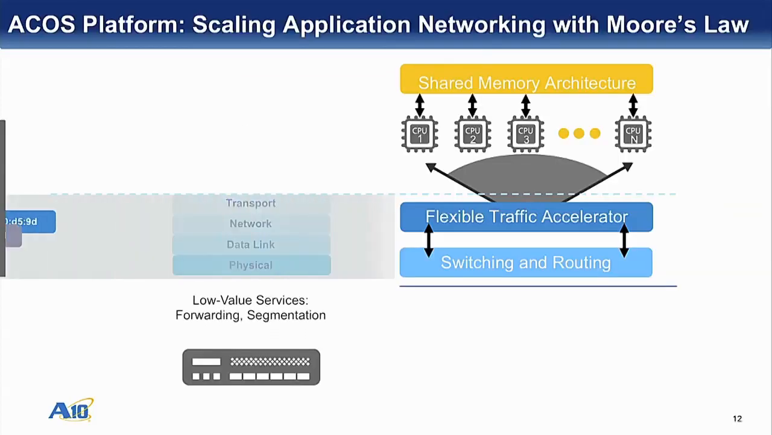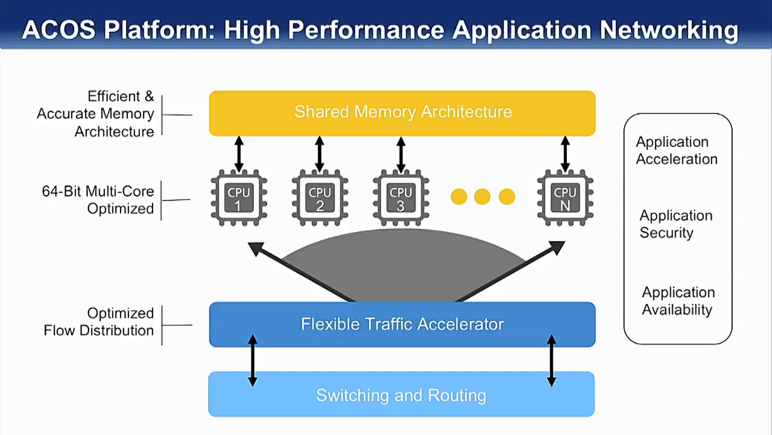So moving forward, one of the key innovations that I described to you was the ACoS platform from A10 Networks. There are really two components over here. One is the flexible traffic accelerator that evenly distributes flows across all the CPUs. As we move to a multi-CPU architecture, it is critically important that we utilize all of the cores, all of the CPUs evenly. And the A10 flexible traffic accelerator is the key component in the ACoS operating system that does this. And the second piece is the shared memory architecture.